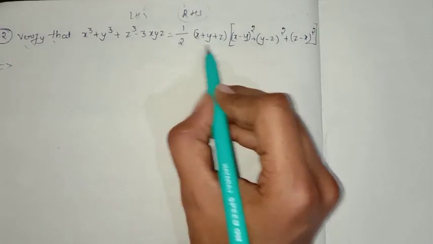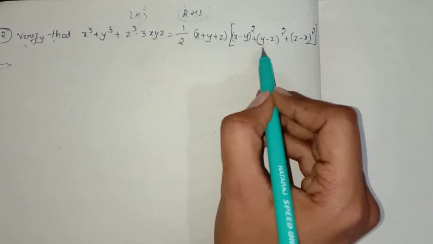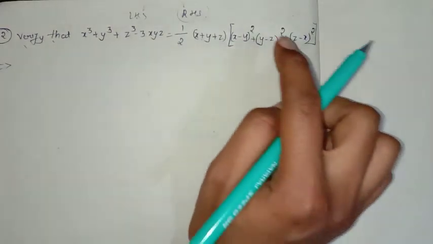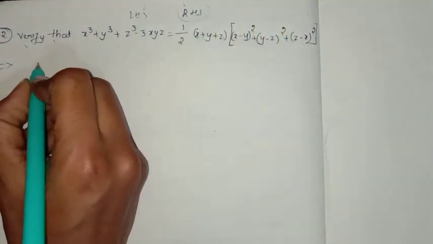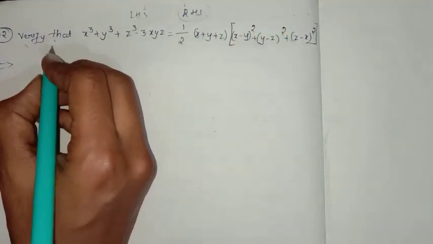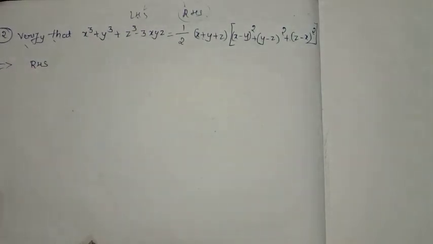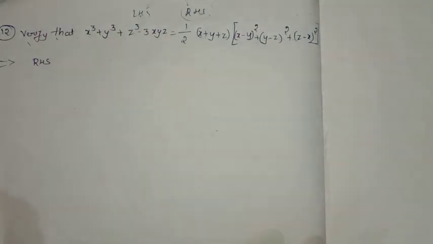Here you can observe we have the terms x minus y, y minus z whole squared. That means we can apply some formula here and solve it down. So that's the reason I will take the RHS first. The answer I get at the last should be in the LHS form. Then we can say RHS is equal to LHS, and then it is verified.